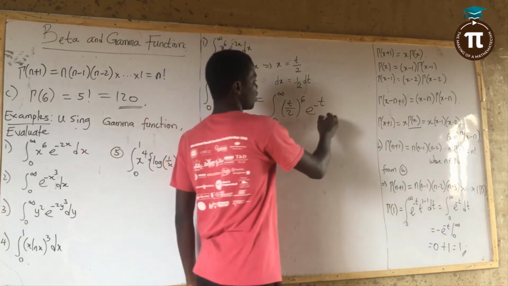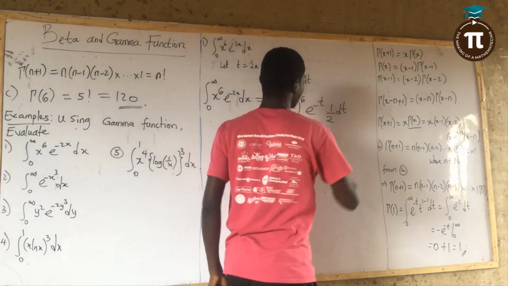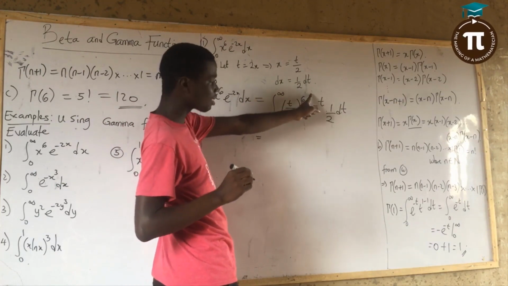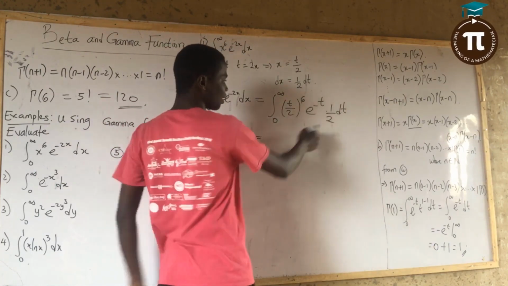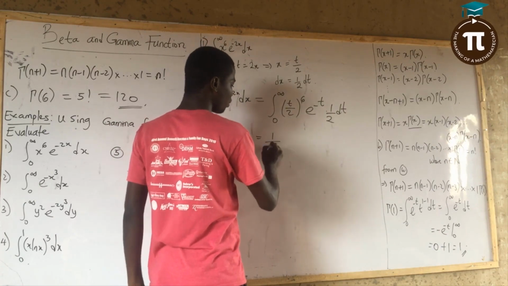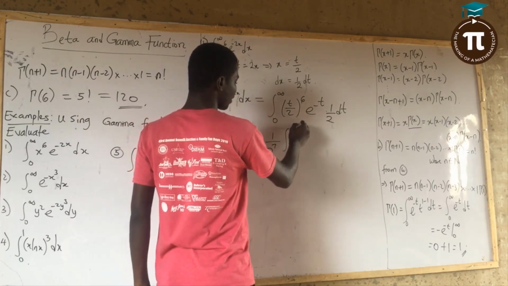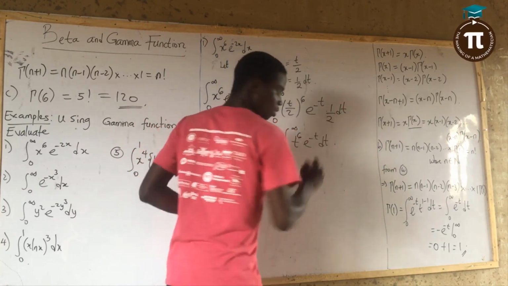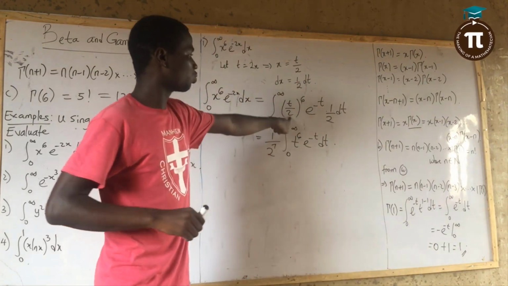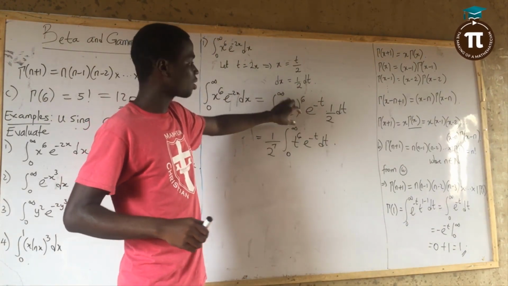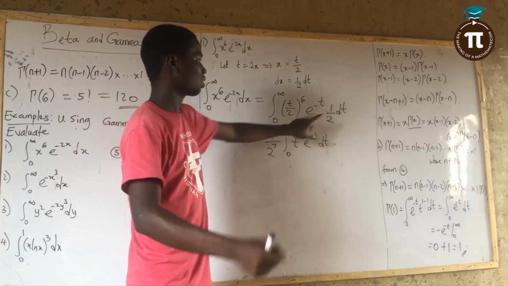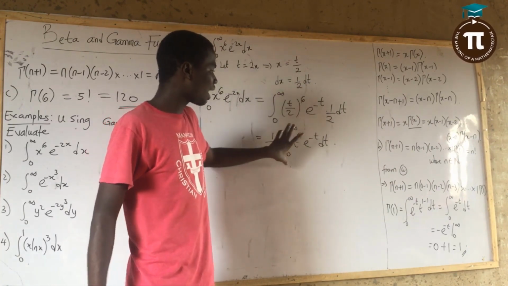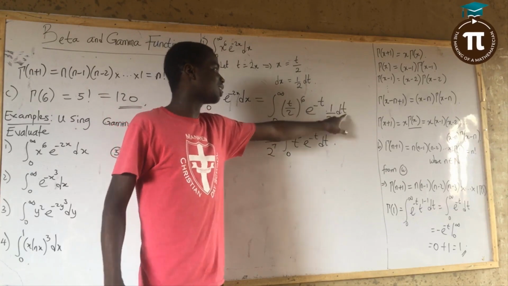ds is 1 over 2 dt, multiplied by 1 over 2 dt. This will be t raised to power 6, 2 raised to power 6, multiplied by 1 over 2 here. Bring the constant out, that will be 1 over 2 raised to power 7, integral from 0 to infinity of t raised to power 6 e raised to power minus t dt. So this is what has happened. I have 1 over 2 raised to power 6, that is a constant, multiplied by another 1 over 2, that is 1 over 2 raised to power 7. So I will now be left with t raised to power 6 e raised to power minus t dt.